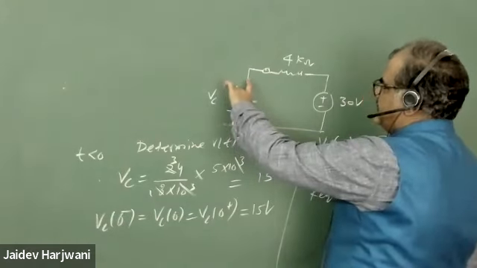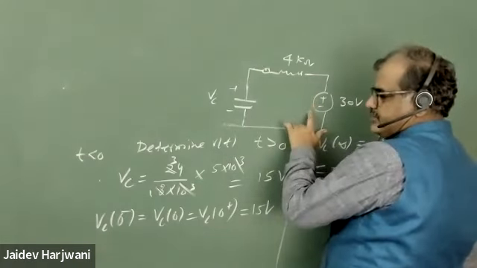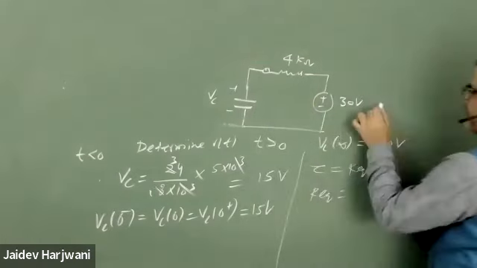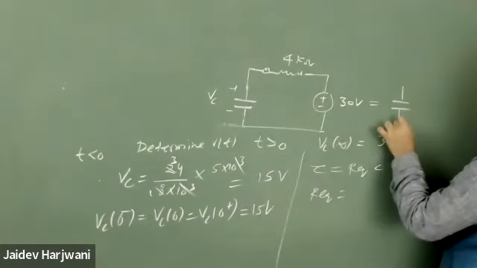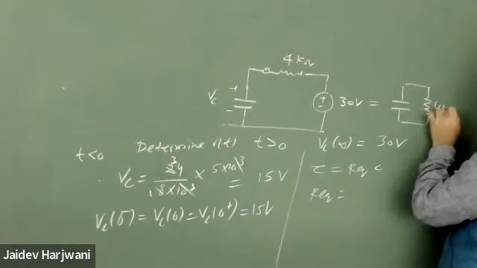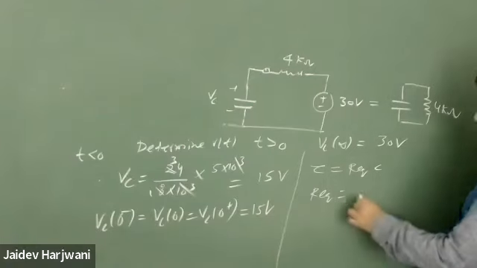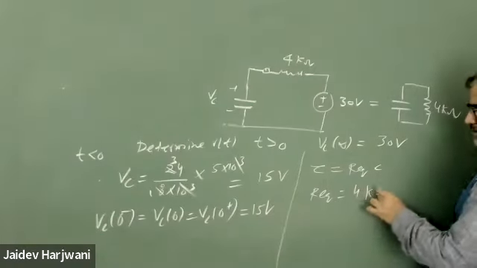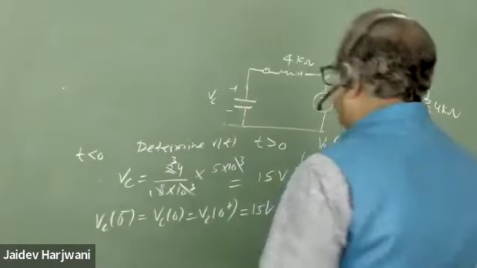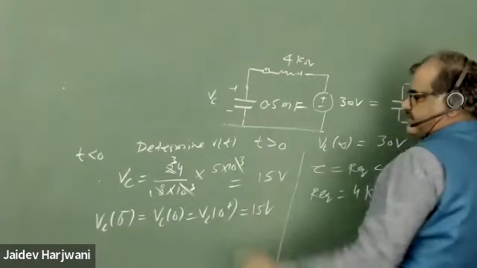Across the capacitor, if you want R equivalent or R Thevenin, you have to make this short, isn't it? So your resistance will be only what? Your resistance across the capacitor will be only 4 kilo. So R will be 4 kilo, and the C value should be given in the question. The C value is 0.5 millifarad.